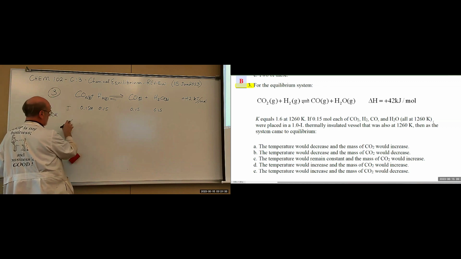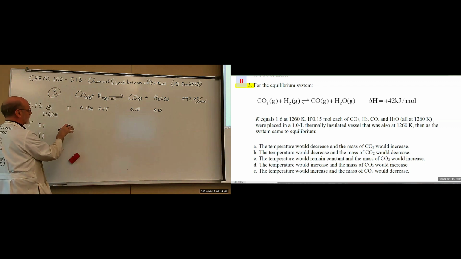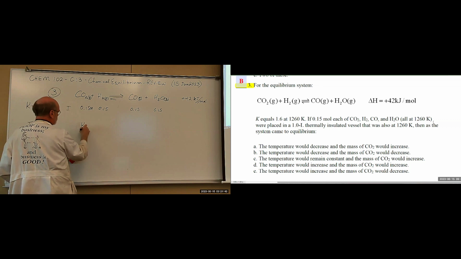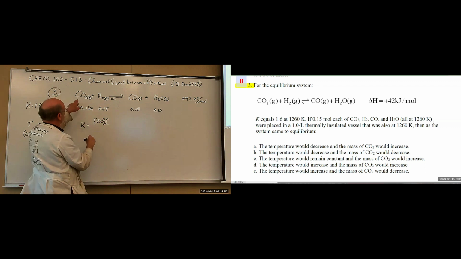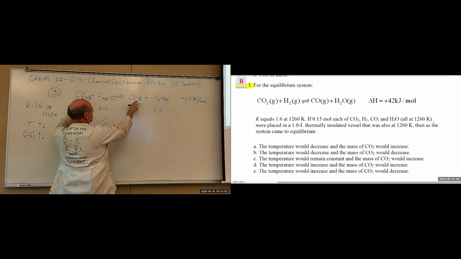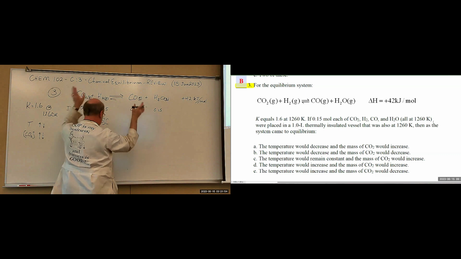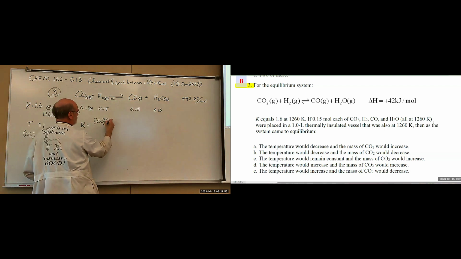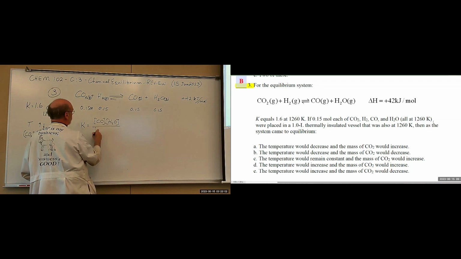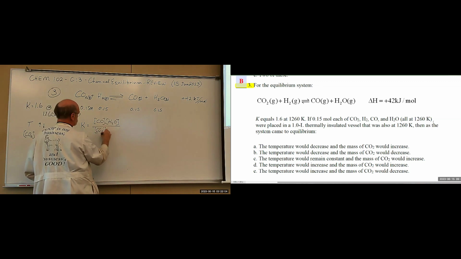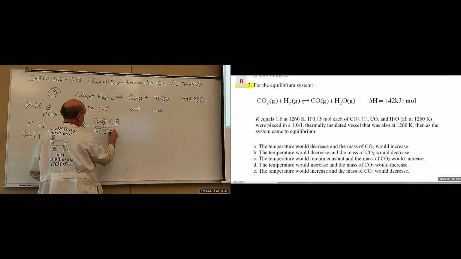I started to write an ice table, but I don't think we need one to answer this question. K equals what? CO, is that balanced though? One carbon, two oxygens. Yep. Two hydrogens. Okay, it's balanced. So everything is to the first power. And then CO2 and H2.